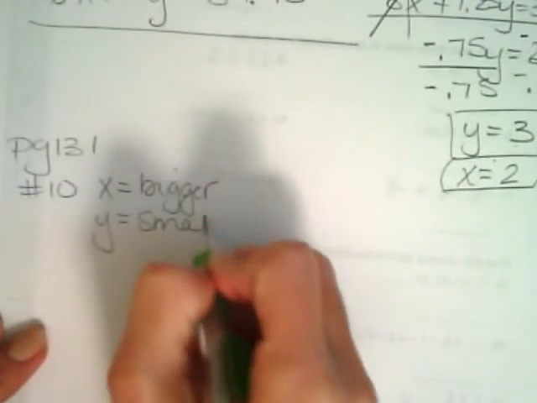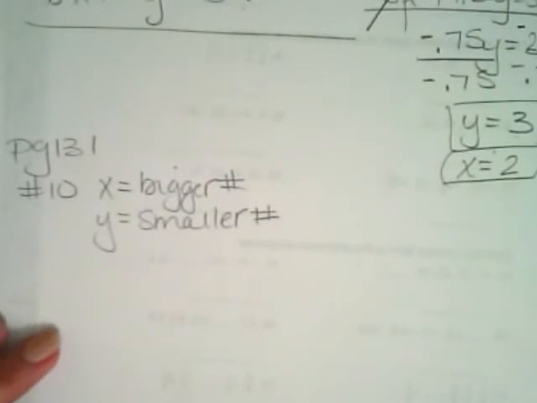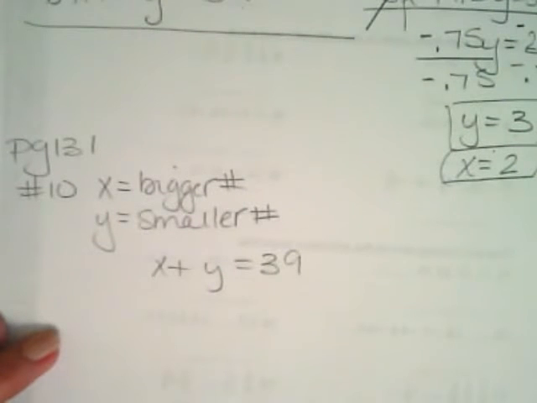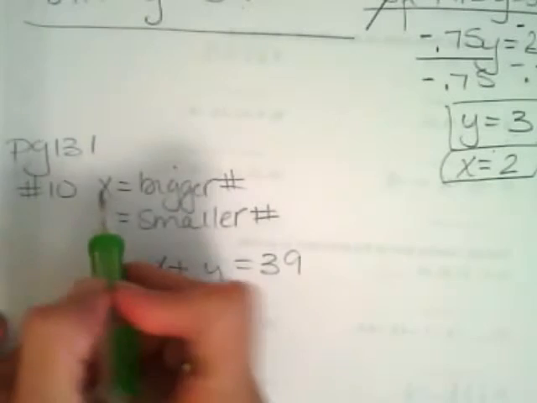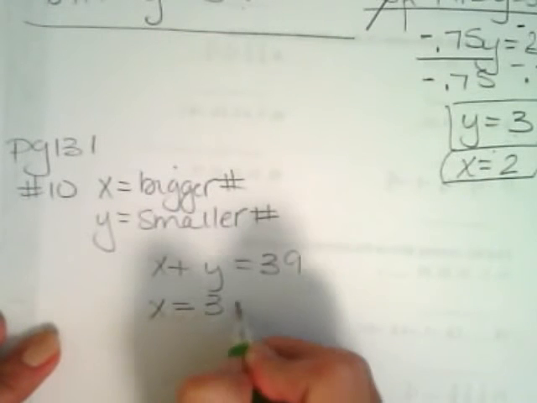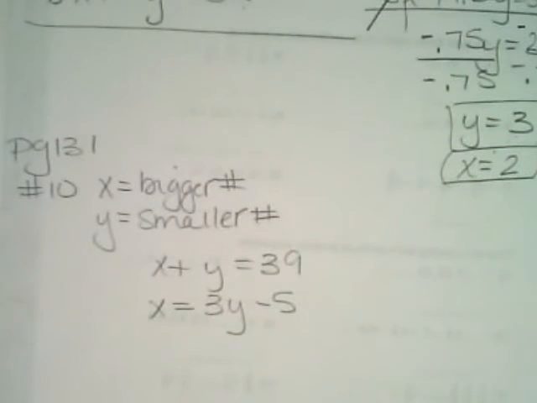It says the sum of two numbers is 39. So I need to identify x as the bigger number and y as the smaller number. The sum of these is 39, so x plus y is equal to 39. Then it says the greater number is 5 less than 3 times the smaller number. The greater number is x, so x equals 3 times the smaller, minus 5, because remember, when it says less than, you reverse the order.